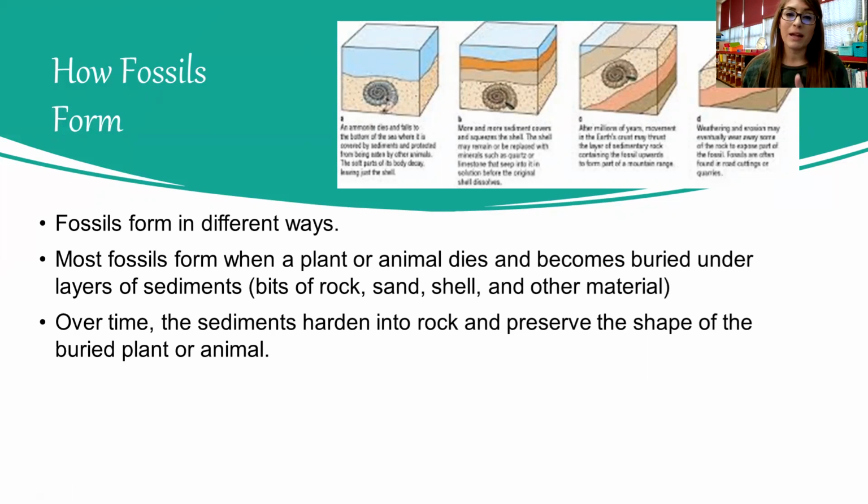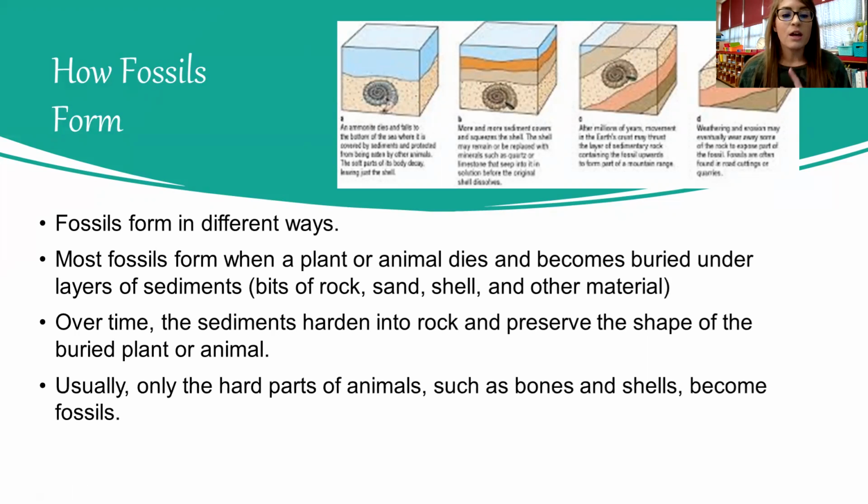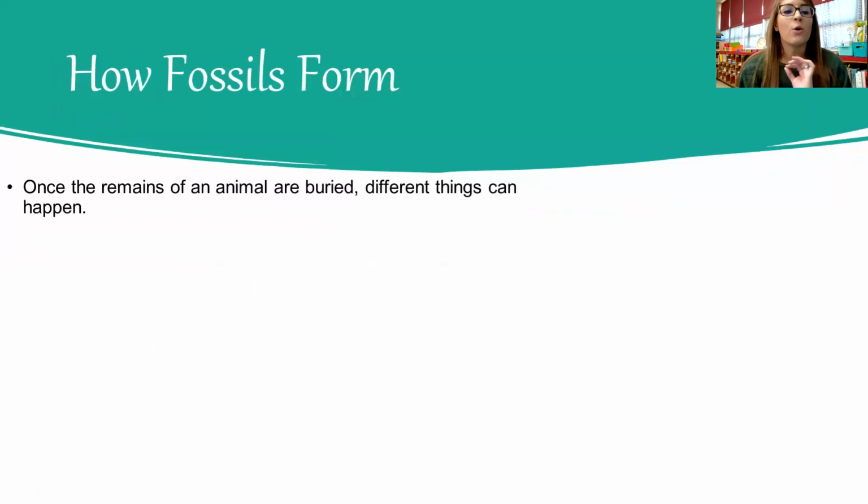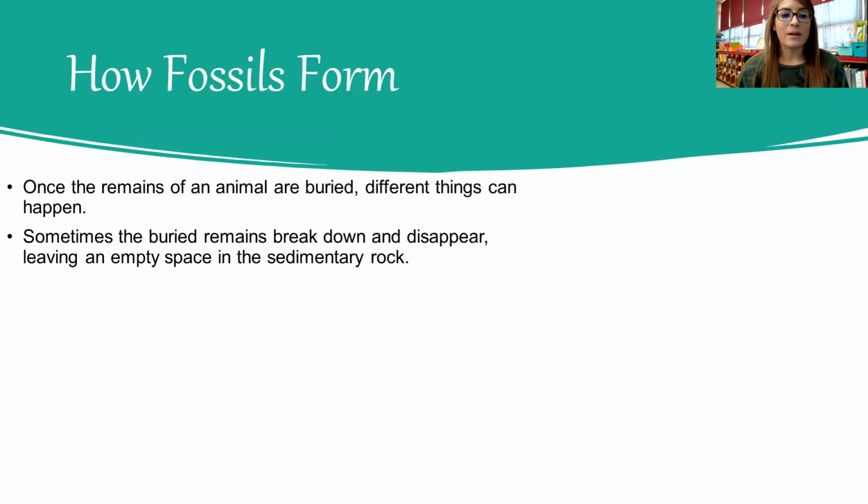Fossils do not just have to be animals, they can be plants as well. Usually only the hard parts of animals like their bones or their shells become fossils. The insides, the soft parts, decay and they can be eaten by other animals. So once the remains of an animal are buried, a couple of different things can happen.